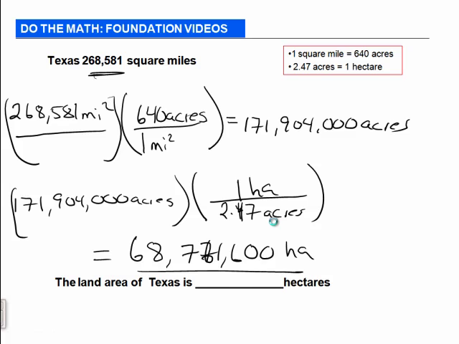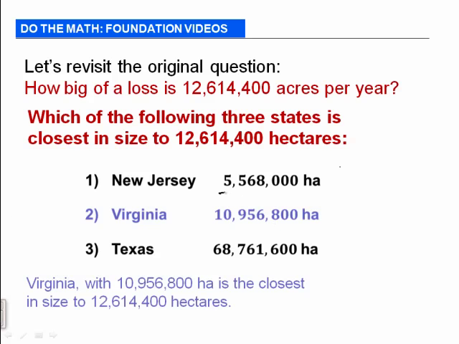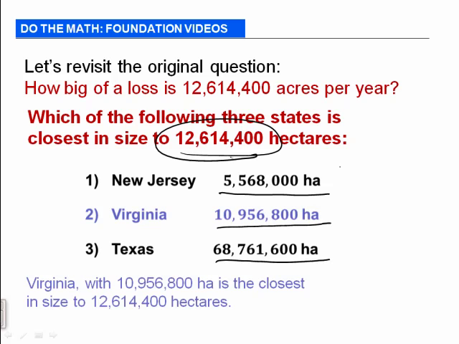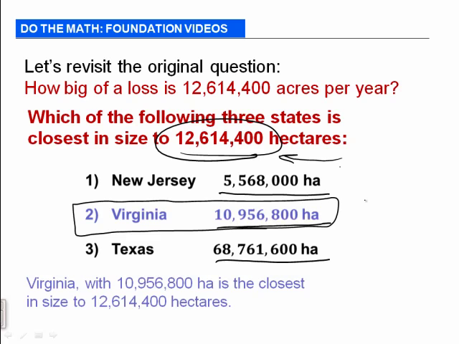So those are the numbers. I have a little summary page right here. About 5 million for New Jersey, almost 11 million for Virginia, and Texas is 68 million. Now, if you look at our number here, the actual amount we lose in 1 year is 12 million. So clearly, we lose the size of Virginia in forested land per year. That's a lot. Not as big as Texas, but it's still a big number. So that is the answer to the question.